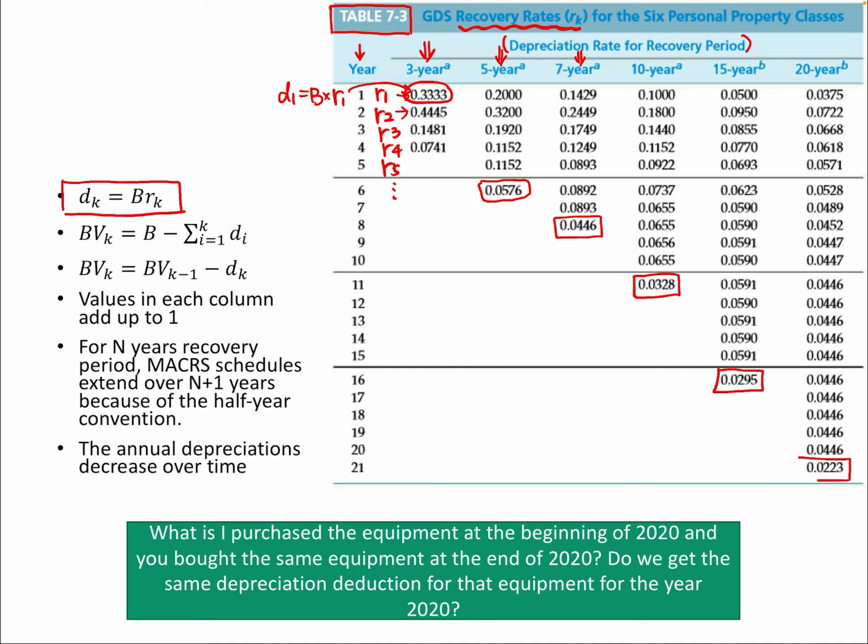So why do we have a system like that? Why do we have one more year of depreciation? That is this bullet point. For n years recovery period, MACRS schedules extend over n plus 1 years because of the half-year convention. So what is the half-year convention? We will talk about it later. So this is one strange thing about this table.